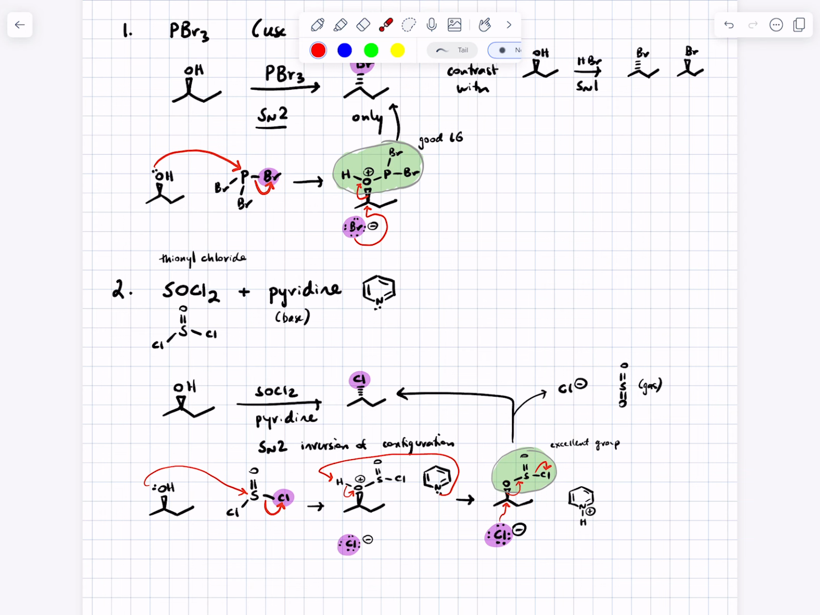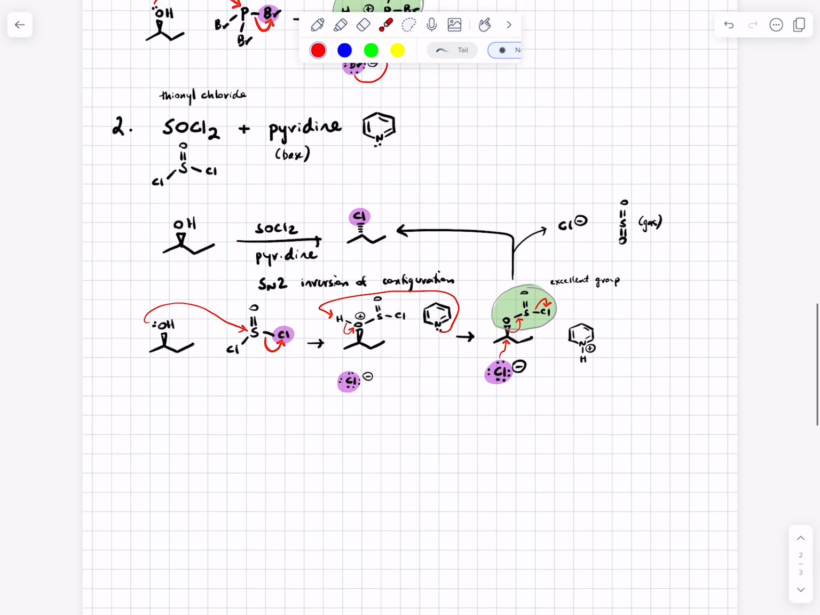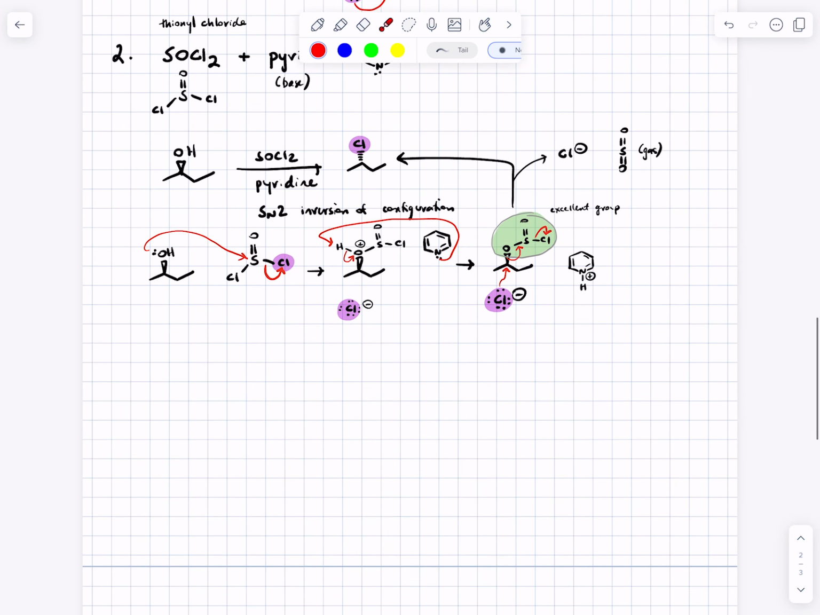So those are two options that do SN2 reactions, and we don't get a mixture of stereoisomers as products, which is awesome. I'm now going to introduce a third reaction, and then I'll give you an example that contrasts how these first two reactions work versus the third.